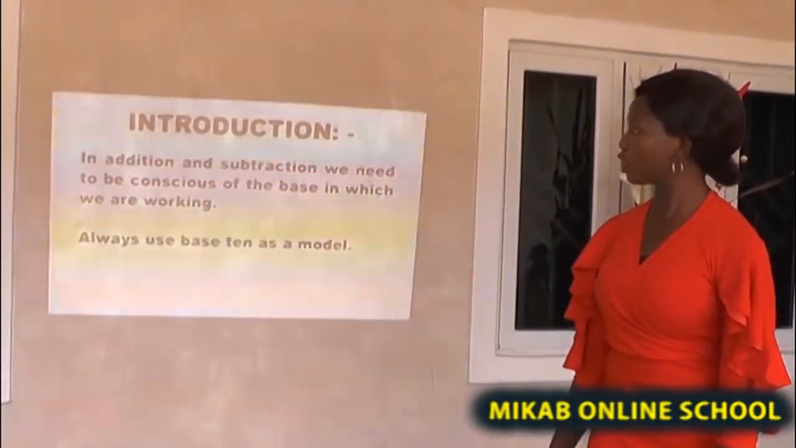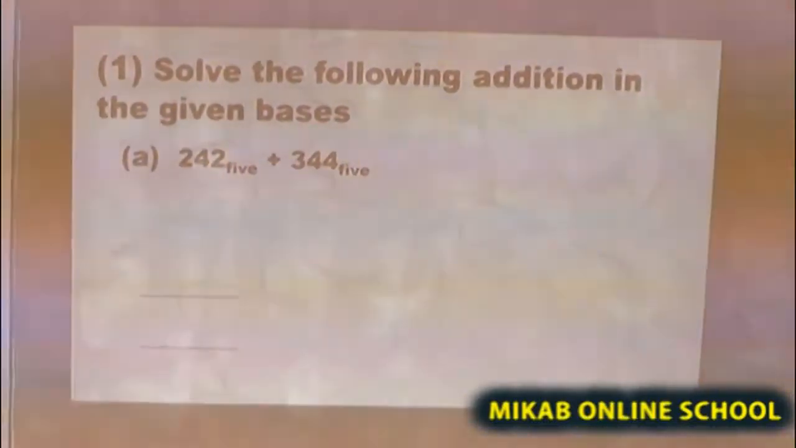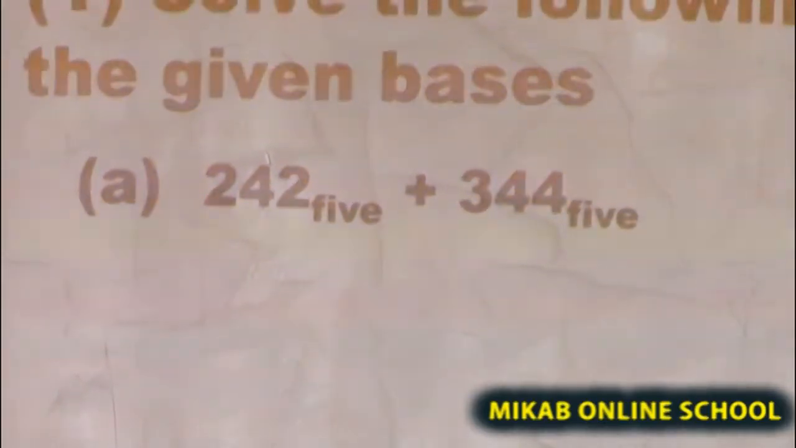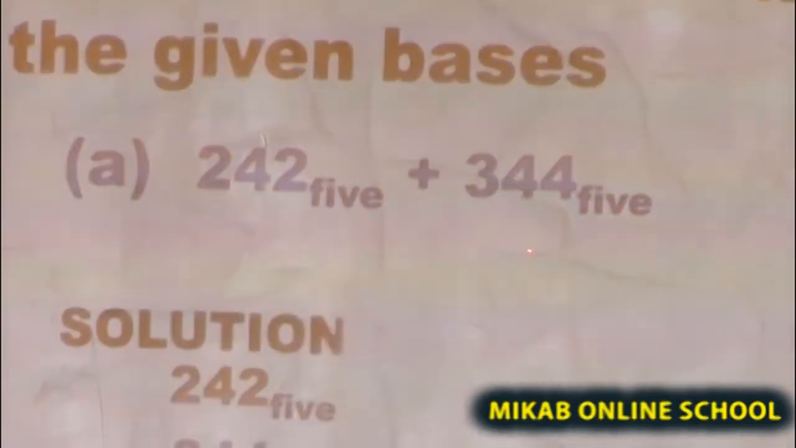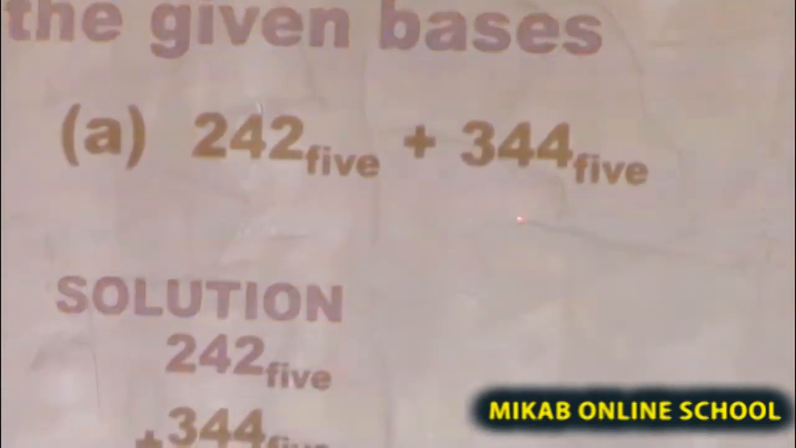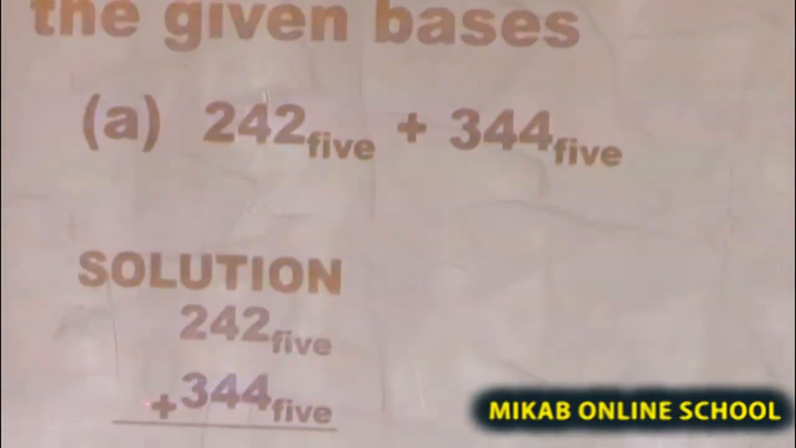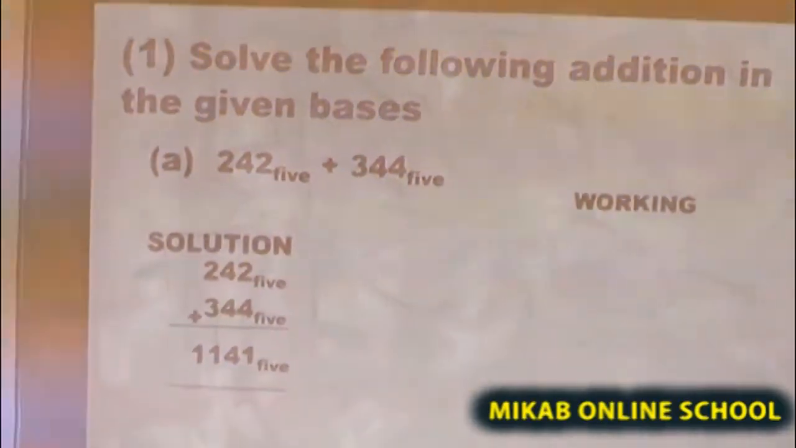So we're going to be looking at the following examples. Solve the following addition in the given bases. We have 242 base 5 plus 344 base 5. 242 base 5 to be added to 344 base 5.